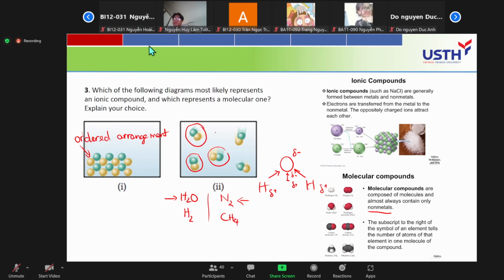So now you will see this one will be an ionic compound and this one will be a molecular compound.